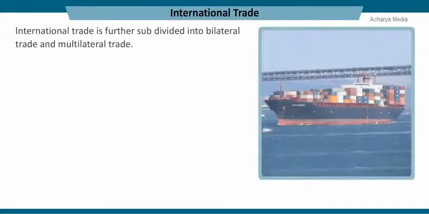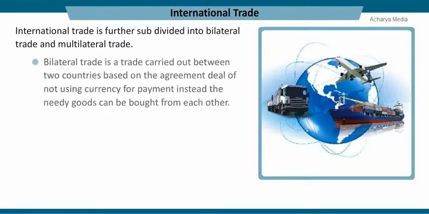International trade is further subdivided into bilateral trade and multilateral trade. Bilateral trade is a trade carried out between two countries based on an agreement of not using currency for payment. Instead, the needed goods can be bought from each other.